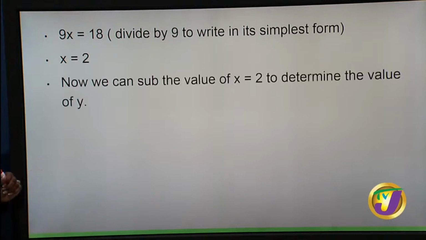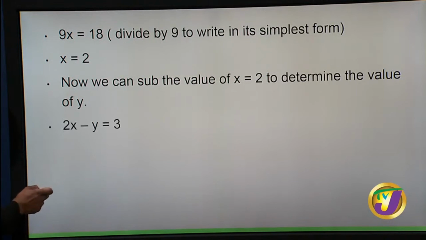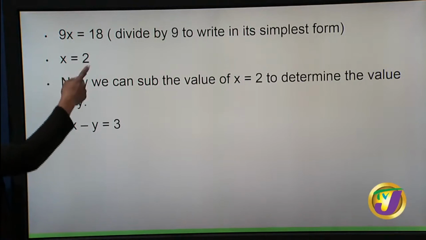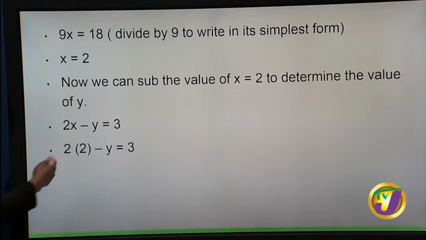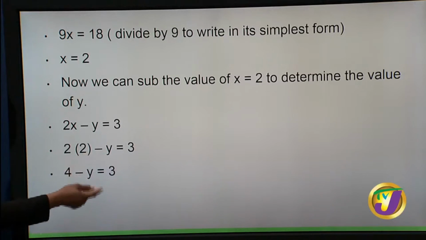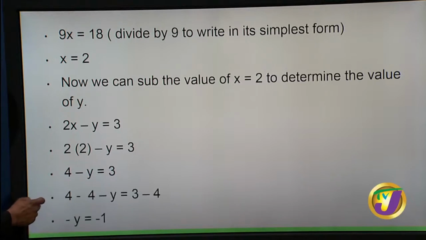So now with the value for x, I can substitute into one of the equations. So if I were to substitute a value for x into this equation, which we would call our equation 1, 2x subtract y equal 3. Wherever I see x, I'm going to put 2. So we have 2 multiplied by 2 gives me 4 subtract y equal 3. I want to make y the subject of the formula, and I do just that by doing the opposite of what is being done to it. So 4 is being added.